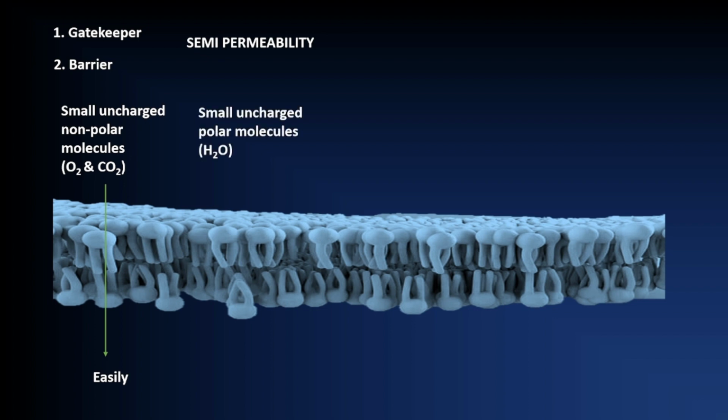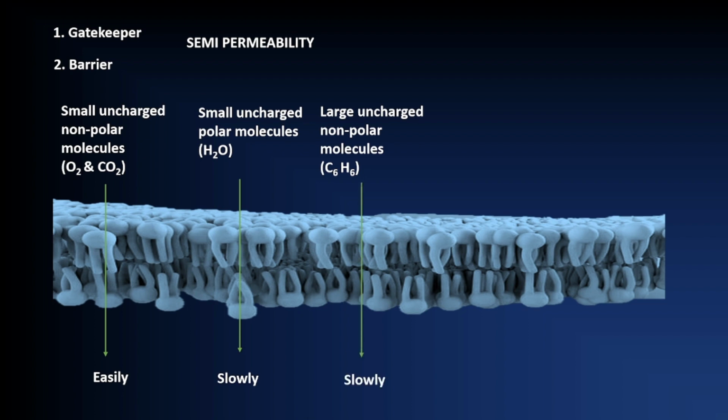Small uncharged polar molecules such as water can pass across the membrane but slowly because they are polar. We know that the interior portion of the membrane, which is basically made up of the hydrophobic nonpolar fatty acid tails, doesn't like water. Water molecules are small in size, so they can pass across the membrane, but because of the polar nature, it happens slowly. Large uncharged nonpolar molecules, such as benzene, can pass across the membrane, but it also happens slowly. Because they are nonpolar in nature, they can pass across the membrane, but because of their large size, it happens slowly.